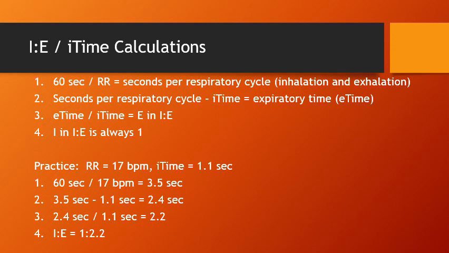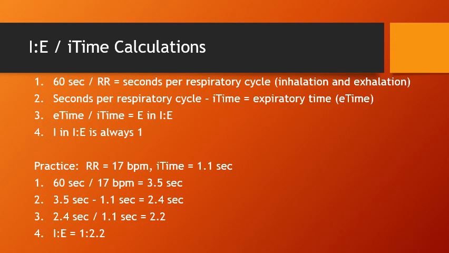So if we take 60 and divide it by our patient's respiratory rate, that is going to tell us the seconds per respiratory cycle. And respiratory cycle meaning inhalation and exhalation together. How long does it take our patients to complete one full cycle of inhalation and exhalation? 60 divided by the respiratory rate. Okay?